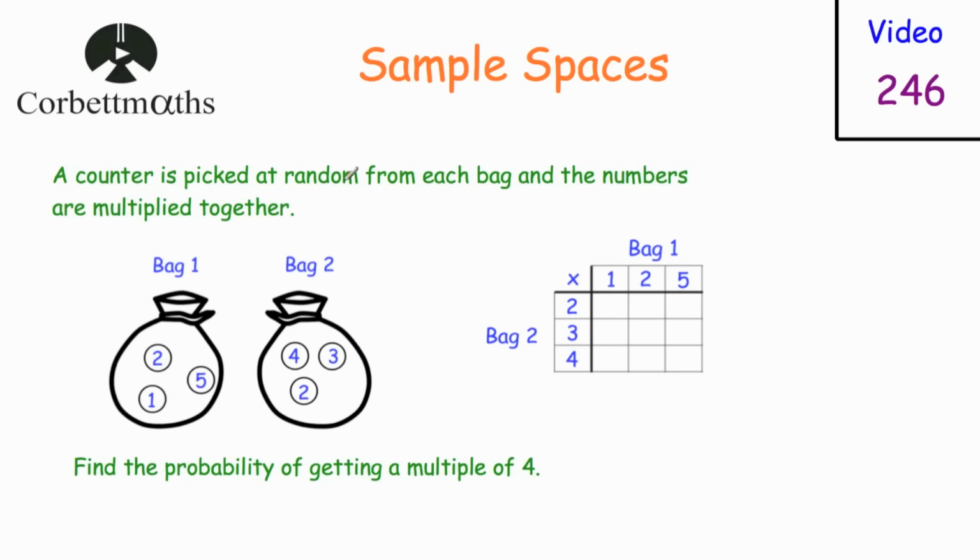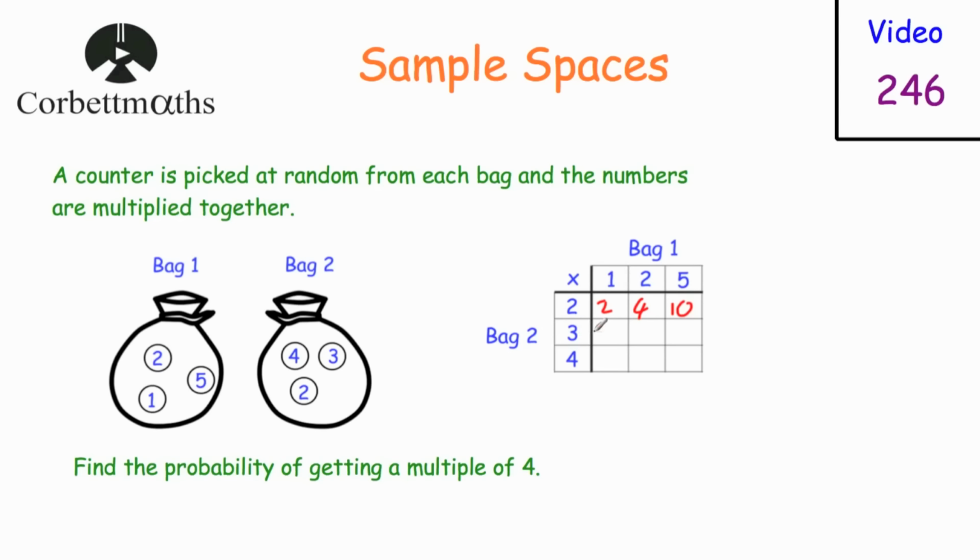And it says the counters are picked at random from each bag and the numbers are multiplied together. And we've got this table, and this will help us find all the results. So we've got bag 1, and in bag 2 we've got 2, 3 and 4, and the numbers are being timesed together. So we could get a 1 and a 2, well 1 times 2 is 2. We could get a 2 and a 2, well 2 times 2 is 4. We could get a 5 and a 2, well 5 times 2 is 10.